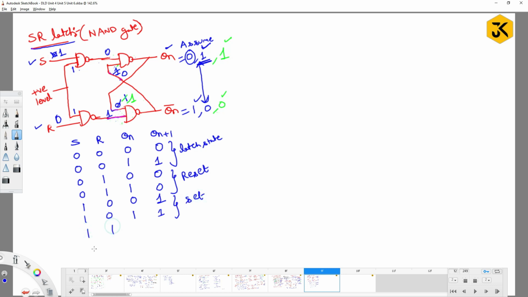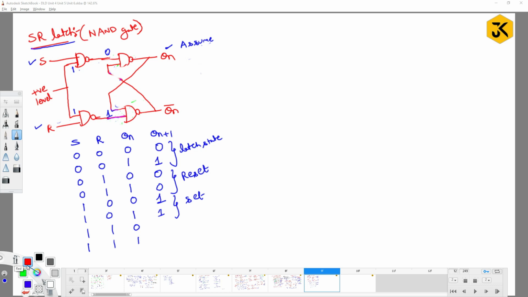Now try to observe for the other cases. 1 1. When it is 1 1, what might be the Qn values possible? The possible values of Qn are 0 and 1, right? So if I am going to pass 0 and 1 subsequently, try to observe here, S value is 1, R value also 1. When S value is 1, R value is 1, what might be the NAND gate's output? It is 1 1, 1 1 is 1 and its complement is 0.